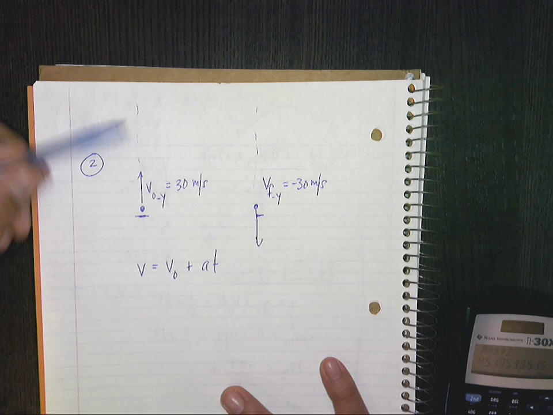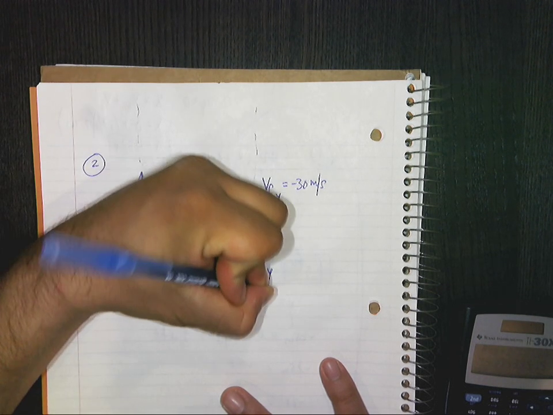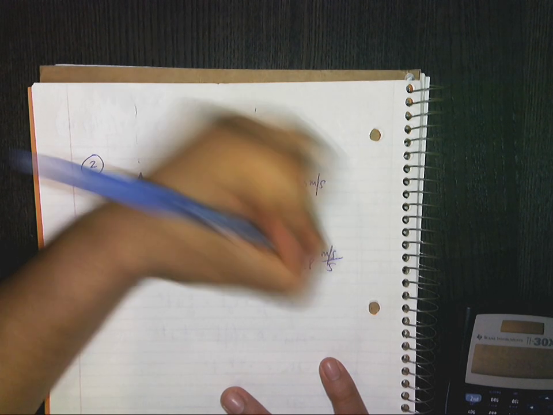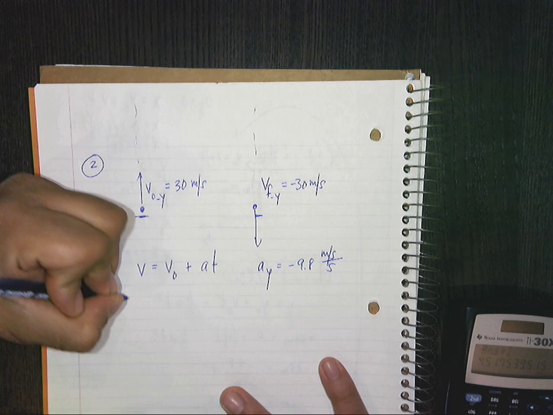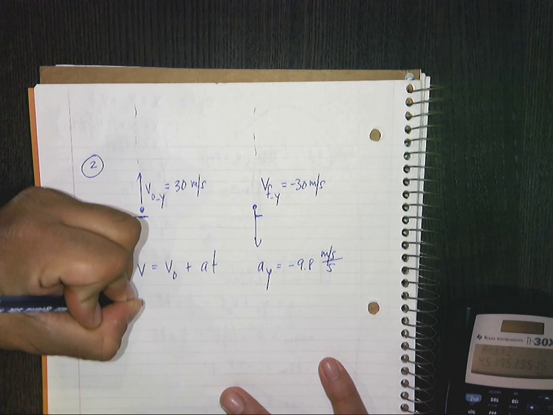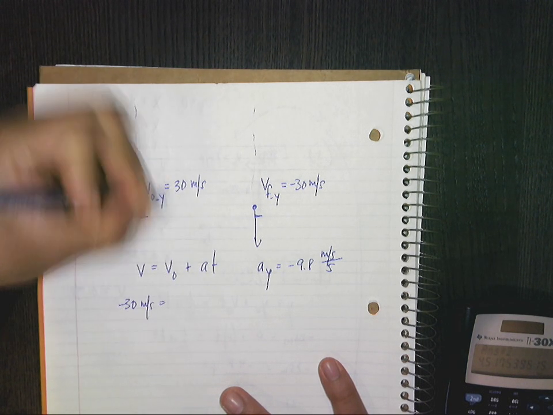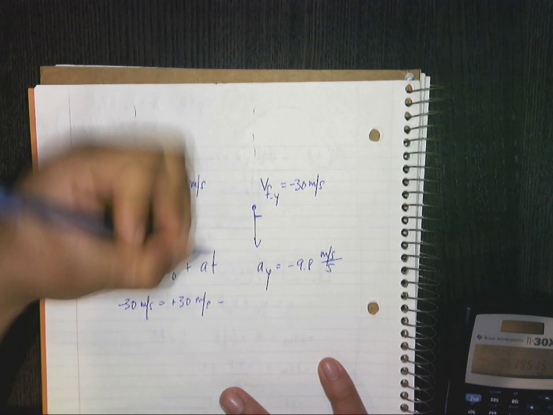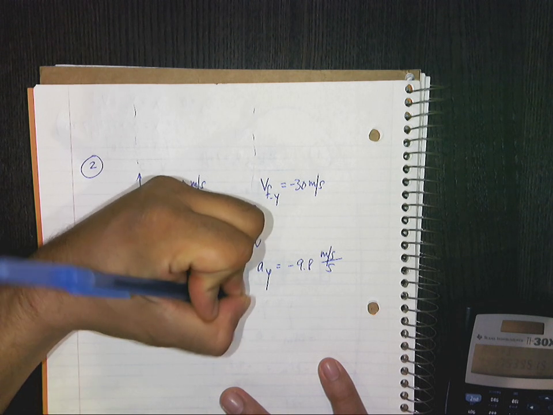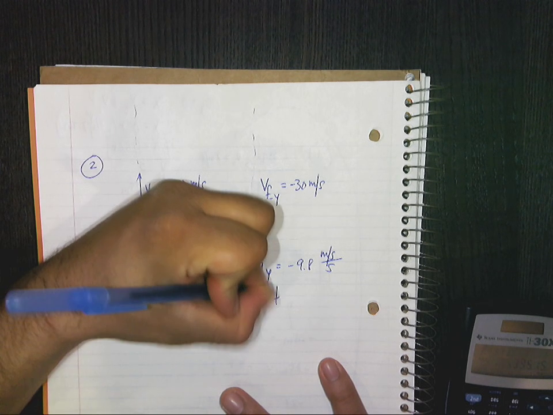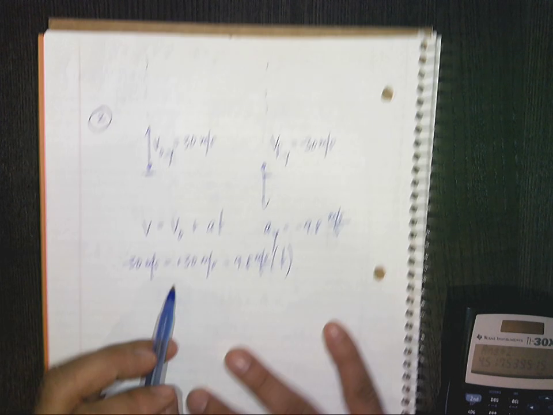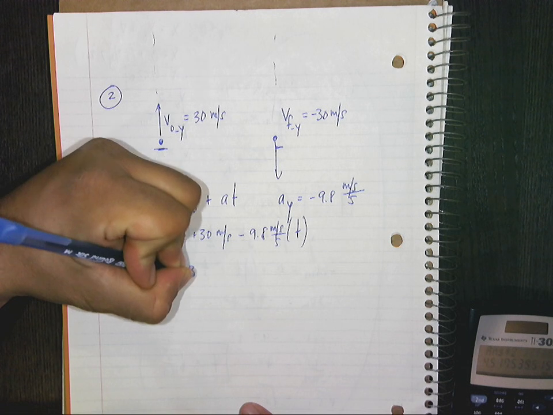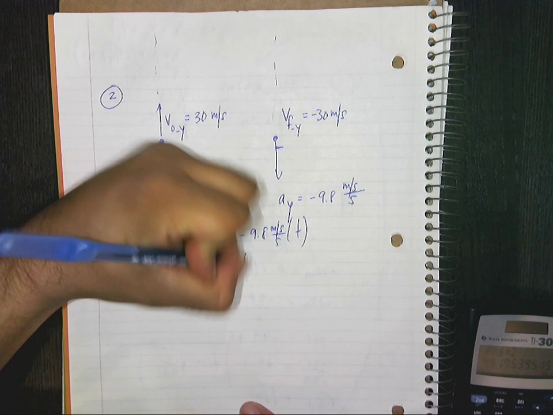Once again, since it's just in the vertical, my acceleration is entirely in the y equals -9.8 meters per second per second. So my final velocity in this case is going to be -30 meters per second. My initial velocity is +30 meters per second, and my a is -9.8 meters per second per second times t. I'm just doing that to show the units, but then I can take it out. It goes -30 equals +30 minus 9.8 times t.